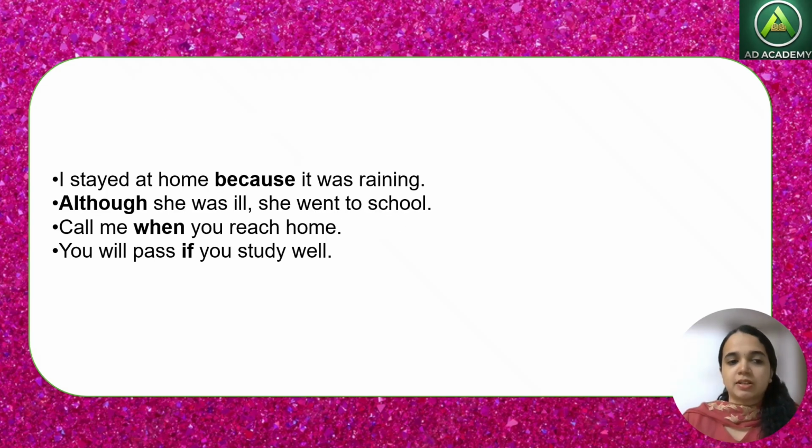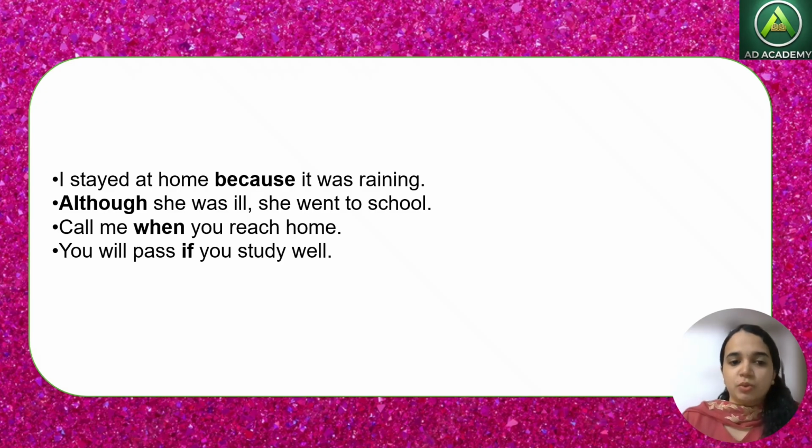Here are some example sentences. I stayed at home because it was raining. As I have already told, do not use any comma before or after the word because. And also do not start a sentence with because. Next one, although she was ill, comma, she went to school. You need to check that punctuation. If the sentence is like this, she went to school although she was ill, there you need not put any comma.